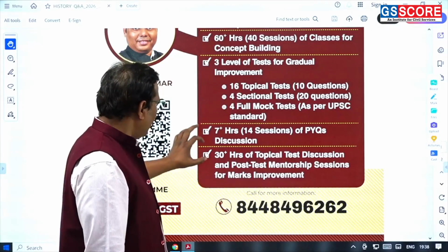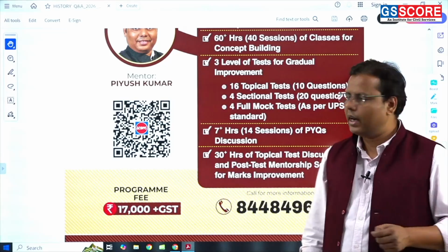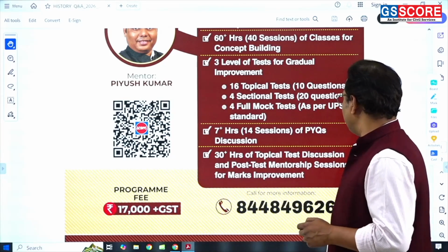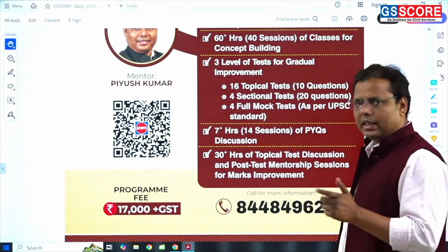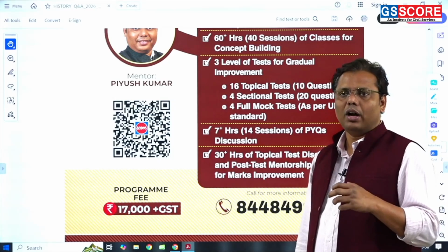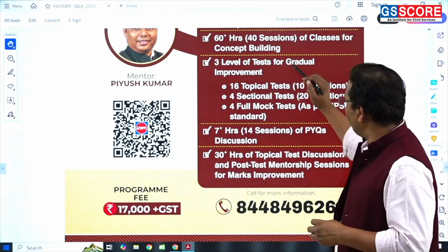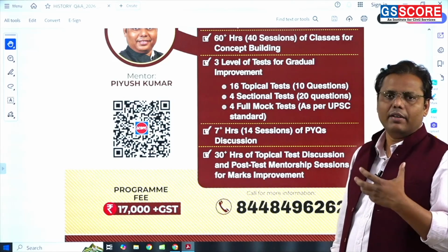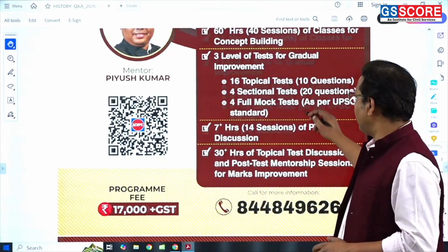Okay. Then the next is this part I have already discussed, but again I'll be highlighting it. It has 7+ hours, roughly around 14 sessions, where there will be PYQ discussions. That is also very important. You have to have an idea of the PYQs, what sort of PYQs have been asked. That is one important feature, that you can understand the trend and everything through that. What are the new dimensions which are coming, you can understand from here.